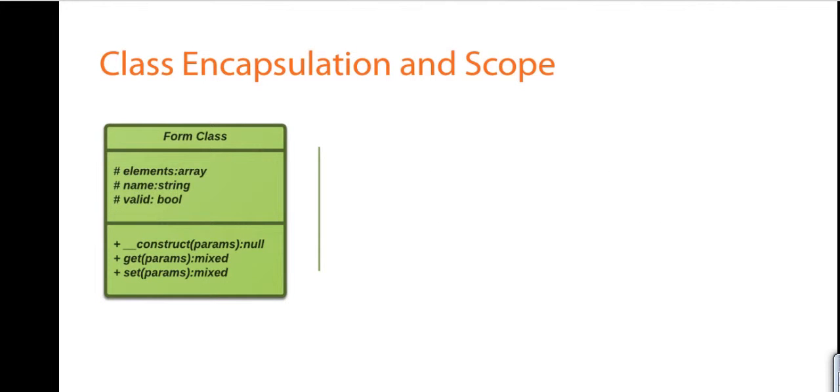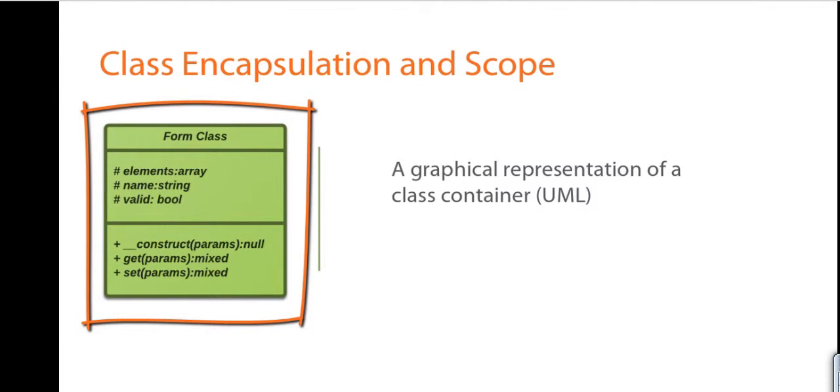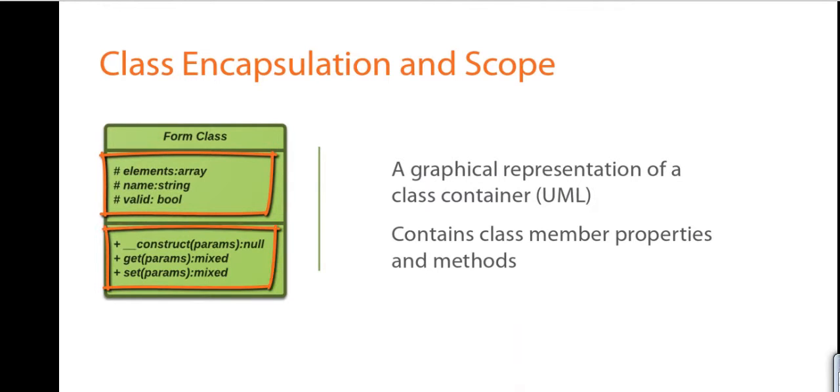Class encapsulation and scope. On the left, we have a class container represented as what's called a UML diagram. That's short for Unified Modeling Language. The UML, in this case, shows containing properties and methods. Within the class, these member items are protected from naming collisions.